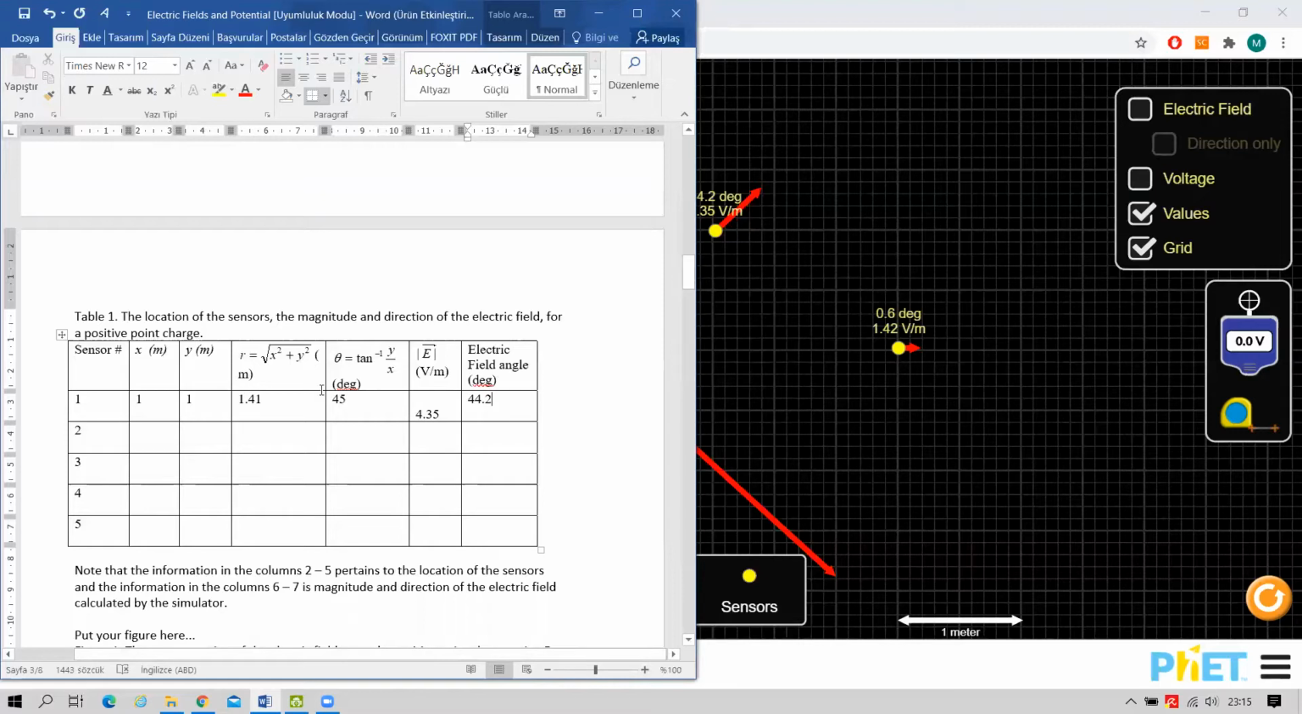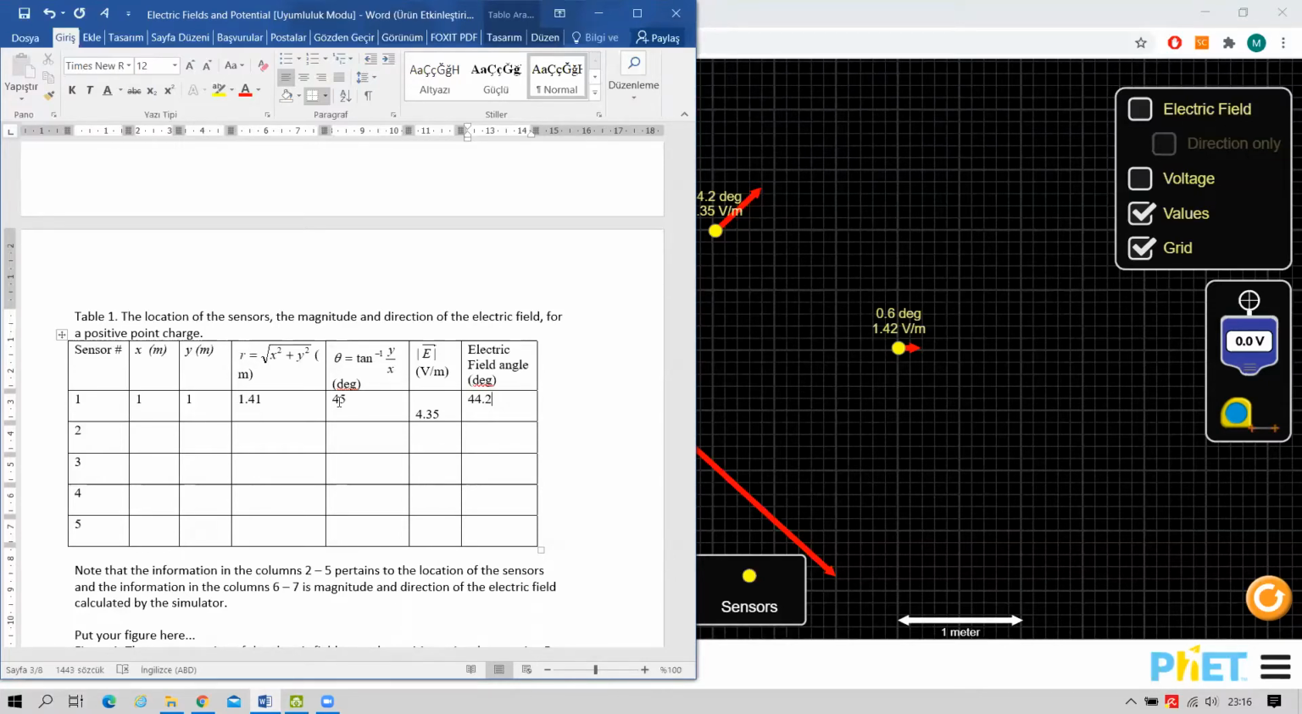This angle and this angle are not the same, but they are close to each other. Why are they not the same? Because I'm making some experimental errors, either when I'm reading these values or when I'm placing the electric fields. I thought that x is equal to 1 and y is equal to 1, but probably it's not exactly those points. These might be the reason.